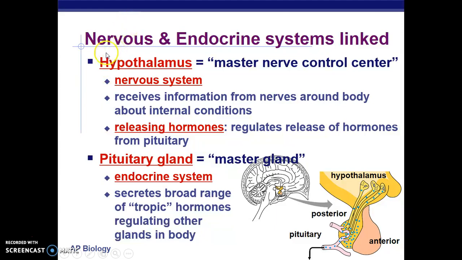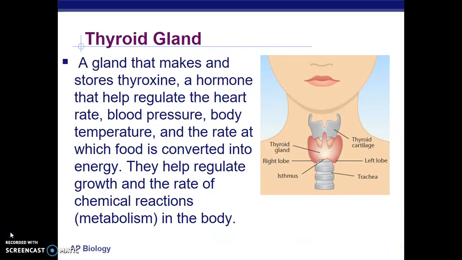So the key point is that the hypothalamus, okay, which receives lots of information from nerves in the body, links the nervous system to the endocrine system through the pituitary gland. So before we talk about the relationship between the hypothalamus and the pituitary and the thyroid gland, let's talk about what hormone the thyroid gland makes.